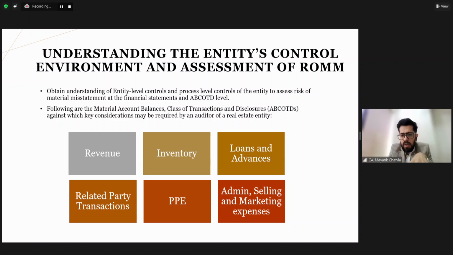So we will discuss these material account balances, classes of transactions and disclosures in our presentation today. These are in general very important for an auditor to cover while auditing, and there are certain peculiarities involved with these account balances and classes of transactions. So we will have a focus on these for our session today.